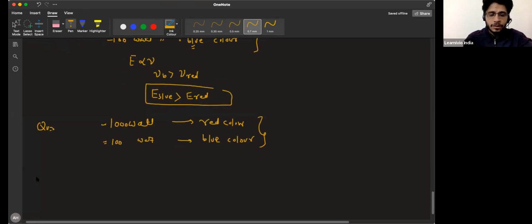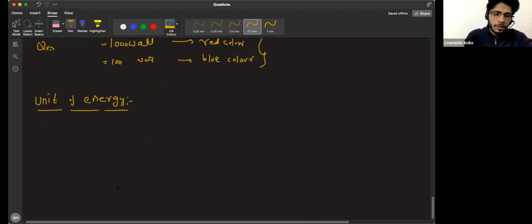The next is the concept of unit of energy. What is the SI unit of energy, Shahzada? Yes, the SI unit of energy is Joule. But throughout modern physics, we will not use Joule. We will use electron volt, EV. This is the unit of energy we will use, because 1 joule is a very large unit to study modern physics.